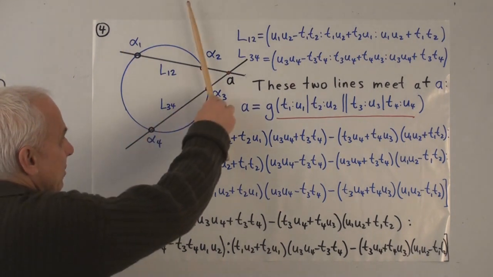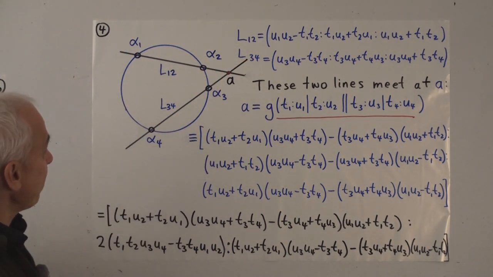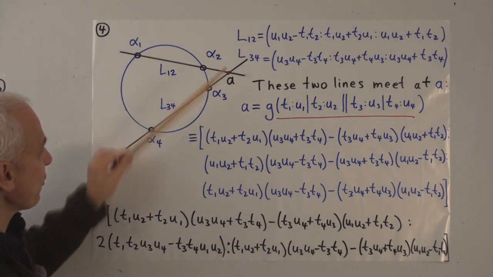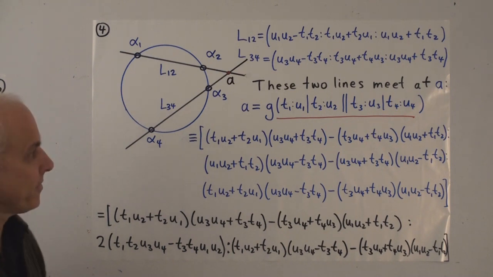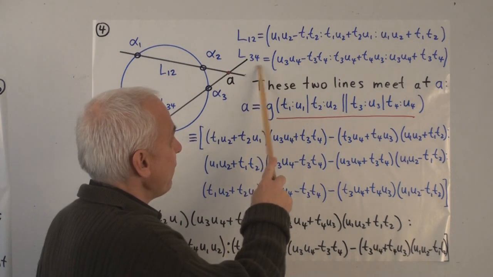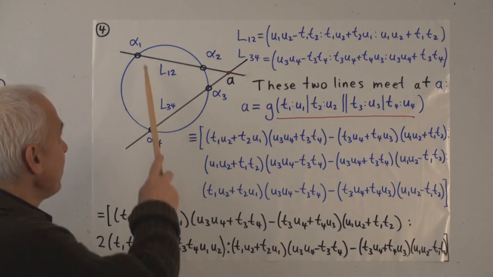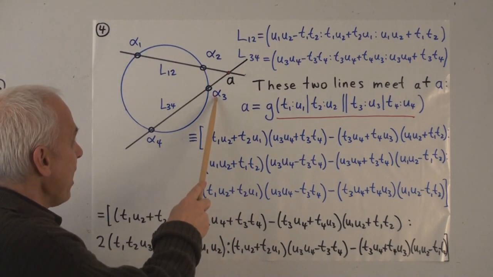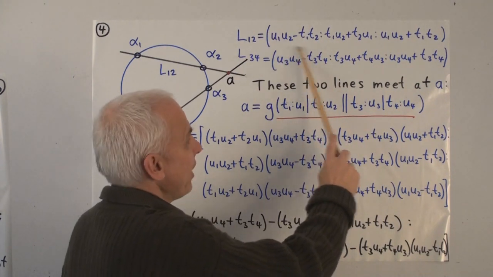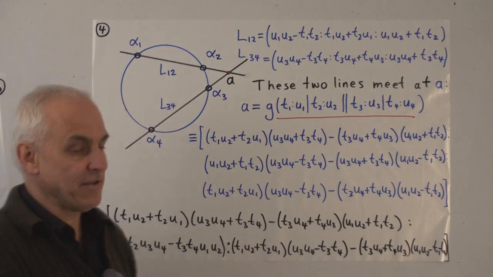There are 6 possible lines determined by those 4 points. We're only going to consider 2 of them at first. Let's consider L12 through alpha 1, alpha 2, and L34 through alpha 3 and alpha 4. Here are the formulas for L12 and L34 in terms of the proportions that define alpha 1, alpha 2, alpha 3, alpha 4. This one only involves t1, u1, and t2 and u2. This one only involves t3 and u3, and t4 and u4.